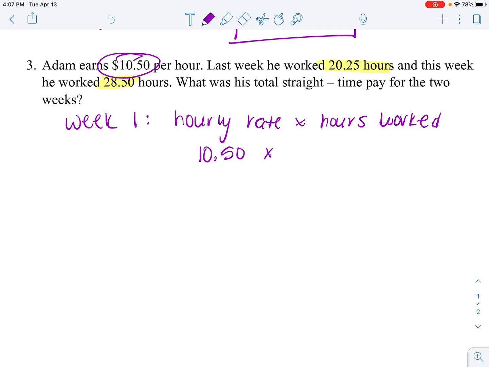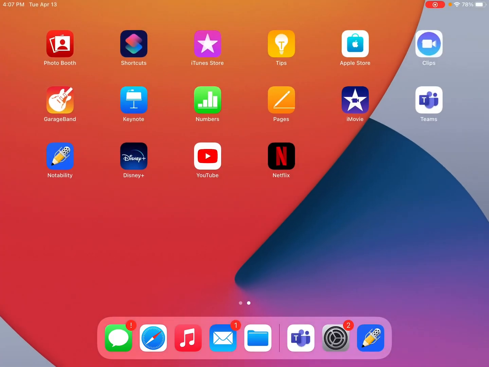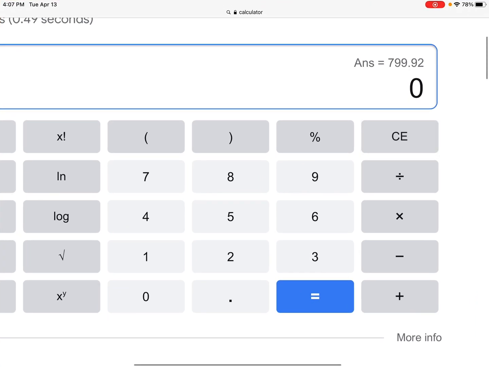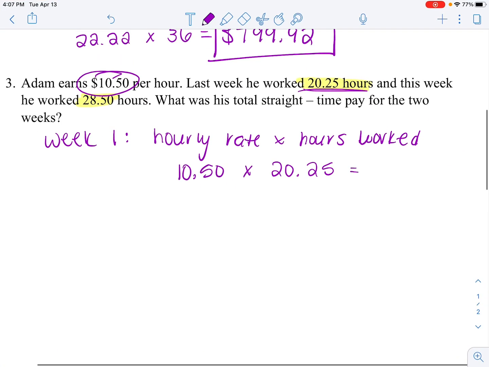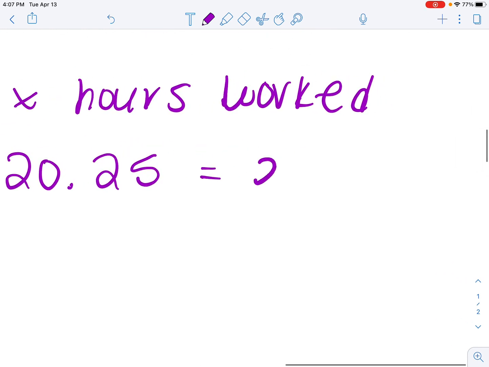So last week he worked 20.25. Again, you don't have to convert it. So we're going to multiply these two numbers. We're going to see how much he makes after week 1. So we're taking 10.50 times 20.25. Okay, so this is how much he makes after last week. We will have to round a little bit. So I'm going to leave this as 212.625. We have to round.